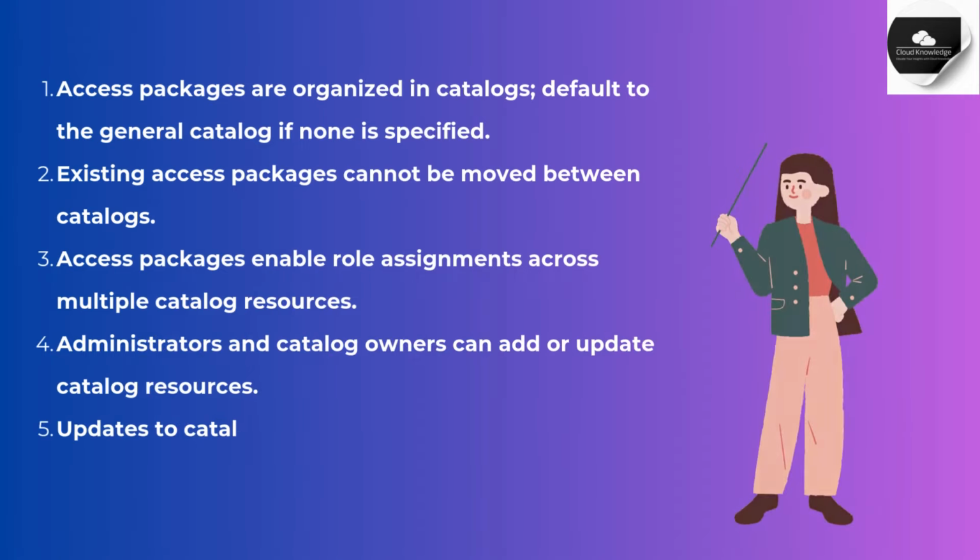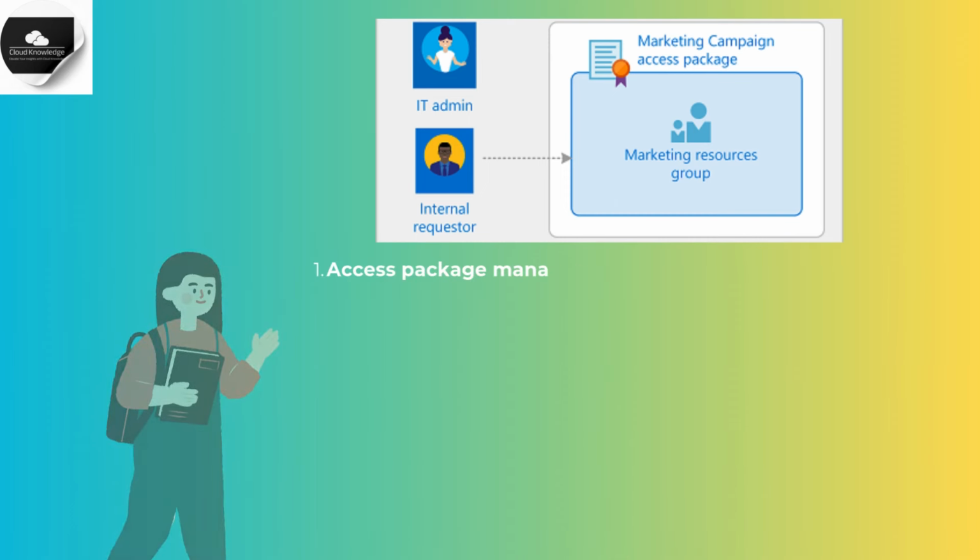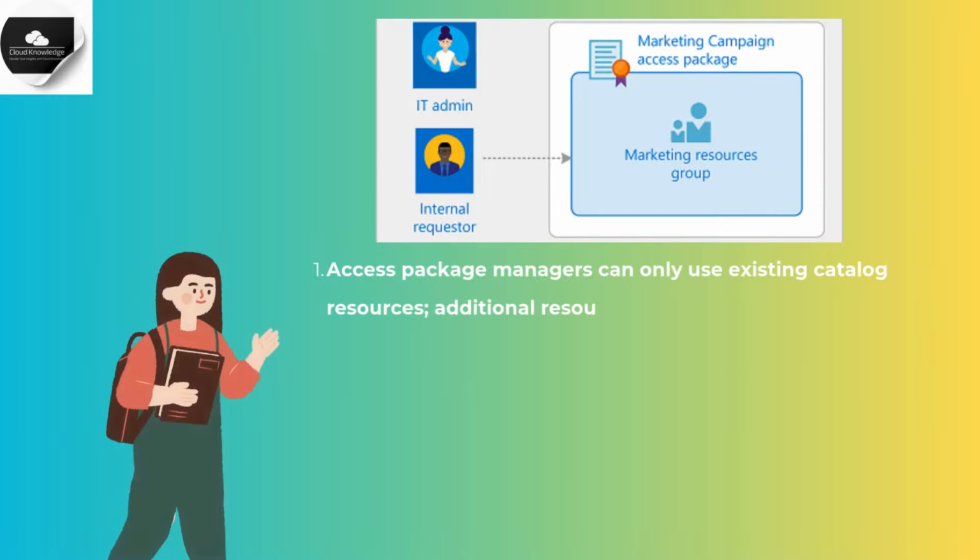Administrators and catalog owners can add or update resources in a catalog, with changes automatically applied to assigned users. Access package managers can only use existing catalog resources and must request help from catalog owners for new additions.